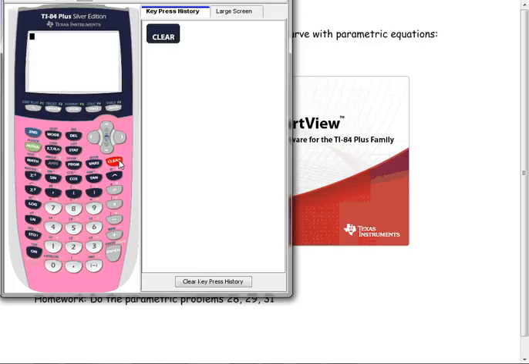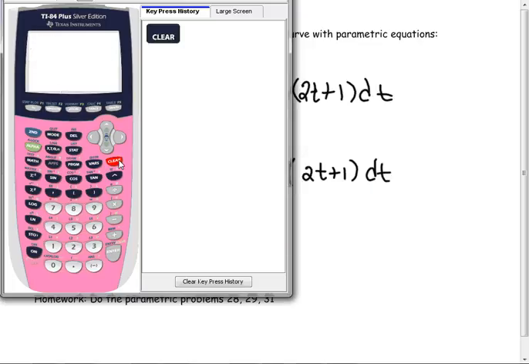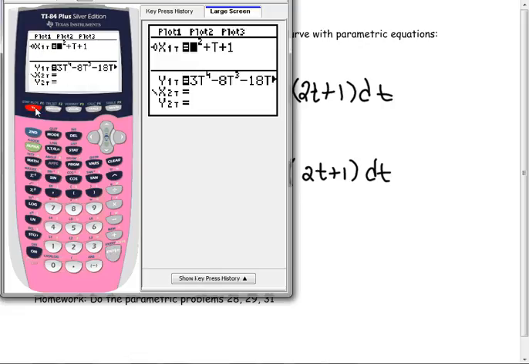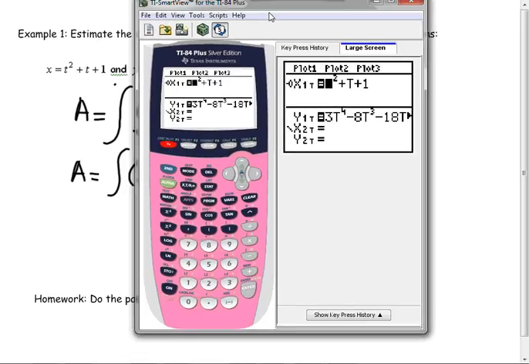And I don't have to, but okay, so what do I want to do? Oh, I got to change my mode. I want to be parametric. Now, finding the window is not easy. Okay, y equals. Okay.